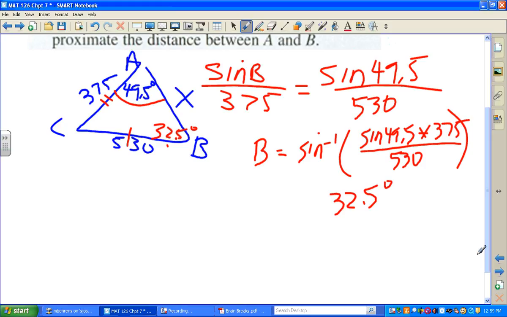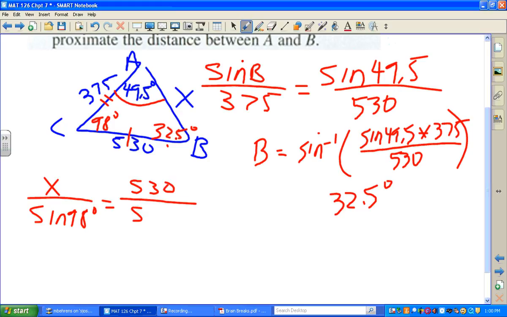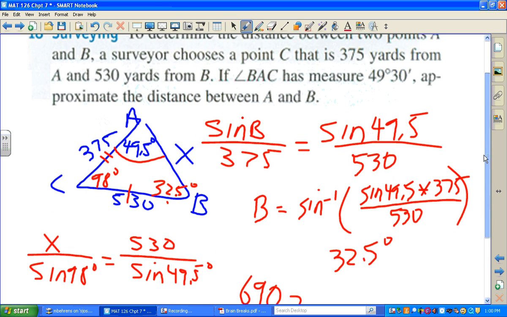So what is angle C going to be then? Let's see, 70, 80, what is it? 98 even? Nice. So, X over sine 98, which means it's going to be the biggest side, correct? X over sine 98 equals 530 over sine 49.5. What's it turn out to be? 69.2? 69.2, which is in yards.